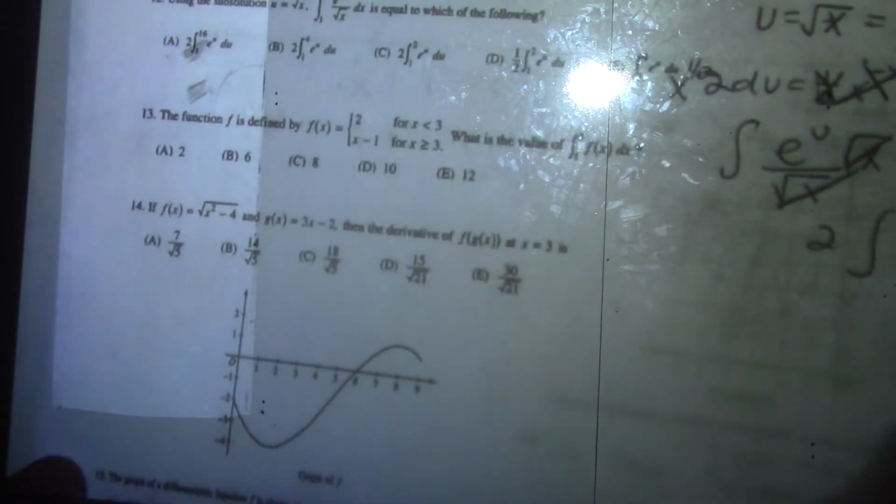And I need to make sure I change my boundaries because it was 1 to 4, but now I need to find what u of 1 is. It's square root of x, so that's 1. U of 4, square root of x is 2. So now it is from 1 to 2 instead of 1 to 4. So then your answer is C.